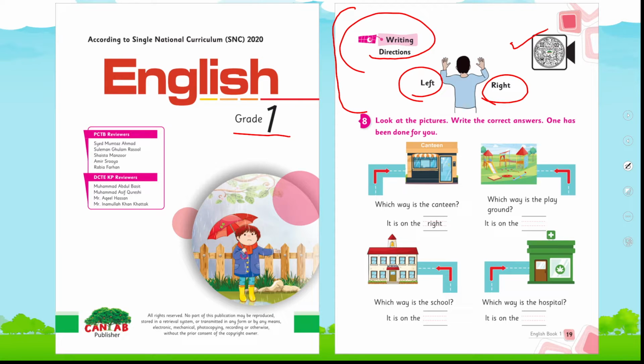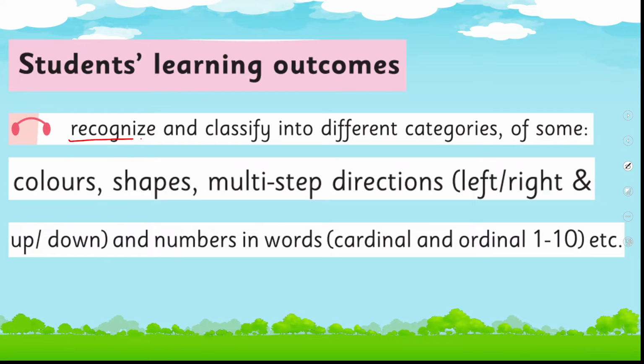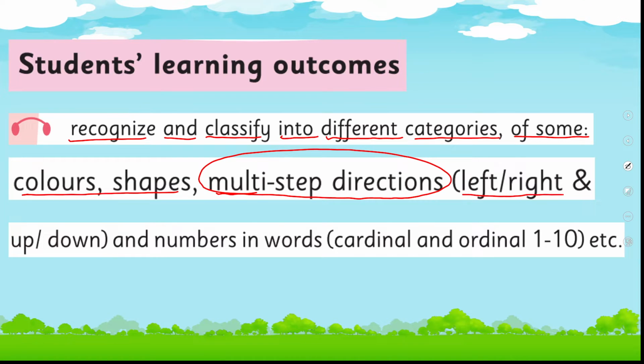And we are going to learn further to recognize and classify into different categories, some colors and shapes we have already done. So today our focus will be multi-step directions, left and right, and up and down. And numbers in words, cardinal and ordinal 1 till 10, we have already done it. So our focus for this SLO is multi-step directions, left, right, up and down. This is our today's SLO.